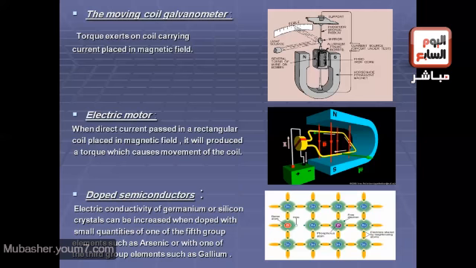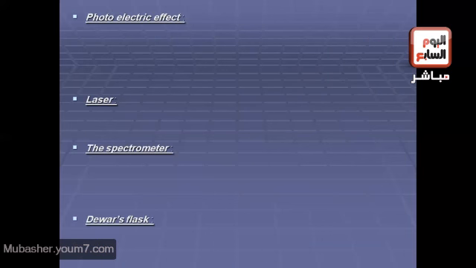Another question: photoelectric effect. This is the shape of the photoelectric effect. Yes, free electrons on the surface of a metal can be freed from this metal when we give them heat energy or light energy, enough energy to escape, as you see in the shape which illustrates the photoelectric effect.